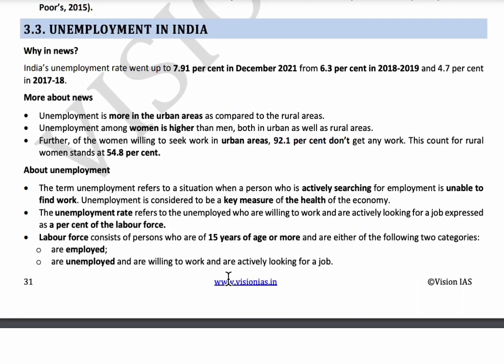The third topic is unemployment in India. So the unemployment rate is the rate of people who are willing to work and are looking for work. So in 2017 to 18, the unemployment rate is 4.7%. In 2018 to 19, the unemployment rate has increased to 6.3%, and in December 2021, the unemployment rate has increased to 7.91%. So the unemployment rate is much higher in urban areas than in the rural areas.